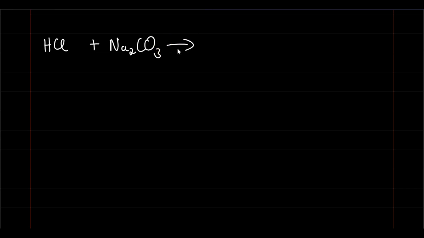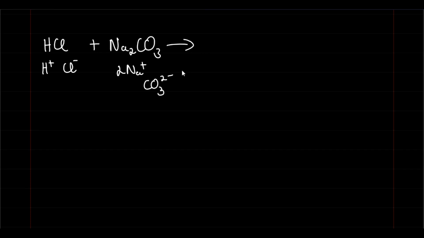Again, here H plus and Cl minus. Here we have 2 Na plus. And then I have what? I have a carbonate with a 2 minus. Okay, so positive attracts negative.